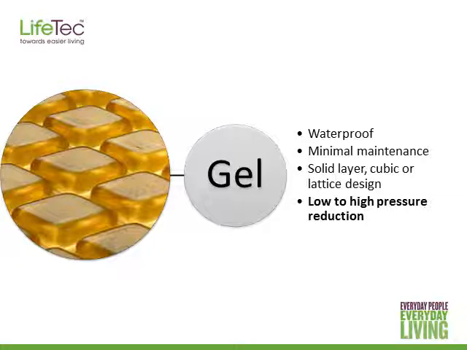Gel can be seen to be in either a solid layer, cubic, or lattice design. Scoring of the top layer of foam cushions or the cubing or lattice design of gel is to achieve greater surface area distribution or immersion. Often gel can be found from low to high pressure reduction. If it is a high pressure reduction cushion, it is more than likely going to be a cushion that has both a combination of gel and foam, which I will discuss later on.